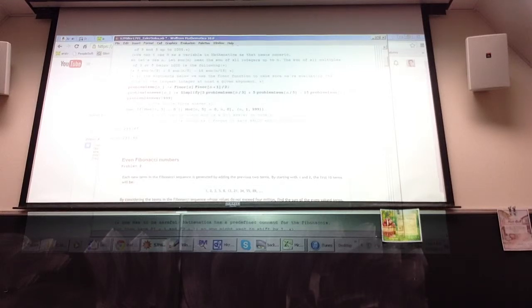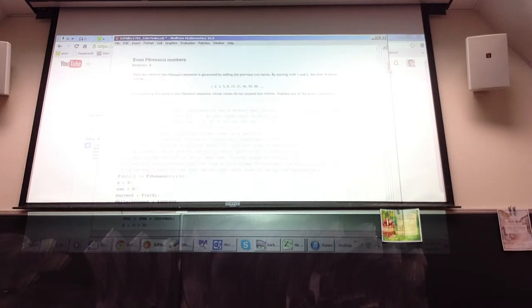All right, the next problem is the even Fibonacci numbers. Each new term in the Fibonacci sequence is generated by adding the previous two terms. By starting with 1 and 2, the first 10 terms will be 1, 2, 3, 5, 8, 13, and so on. By considering the terms in the Fibonacci sequence whose values do not exceed 4 million, find the sum of the even-valued terms. One way to do this is, well, let's just generate the Fibonacci numbers. Let's march down the line. And every time we get an even Fibonacci number, we add it to the pile. And every time we don't get an even Fibonacci number, skip it.